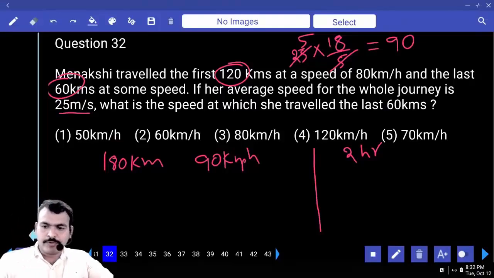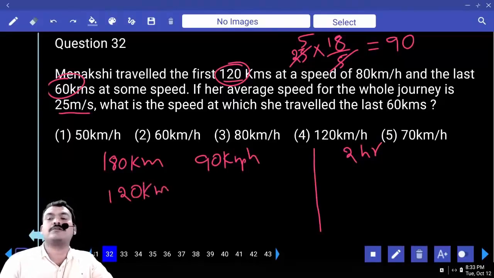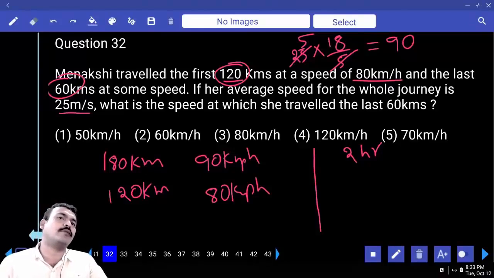Total time. But in first case, what is the distance are given? 120. That 120 kilometers are covered with a speed of how much? 80 kilometer per hour or not? What is the per hour value? 80 kilometers. But 120 kilometers, how much time are taken? 1.5 hour or not?